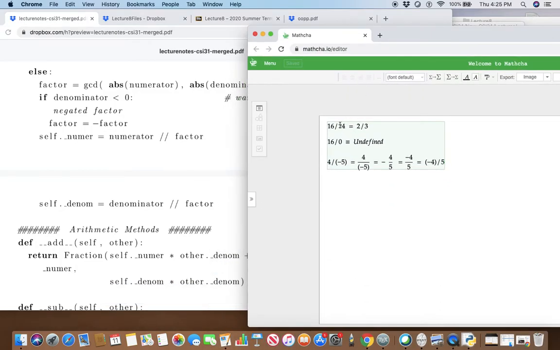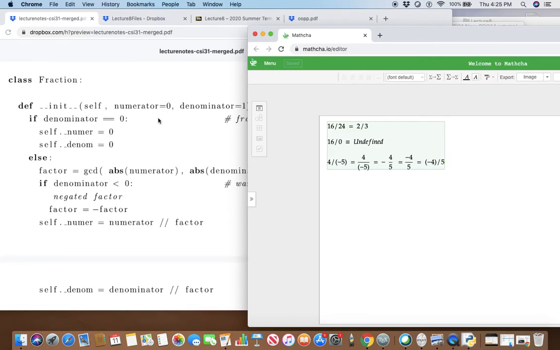So this is what gets us this situation. You took the GCD out and you stored the numerator 2 and denominator 3, even though the user gave 16 and 24 respectively. So self.numerator and self.denominator are the numerator and denominator that your object will remember. Numerator and denominator are what is given by the user. Self.numerator and self.denominator are the numerator and denominator of the object.